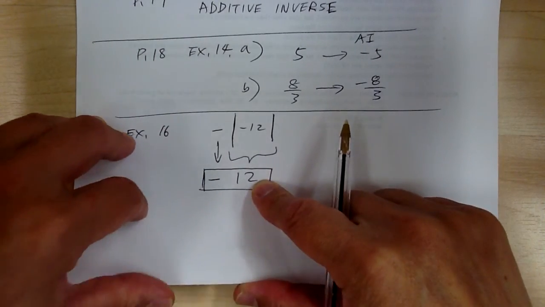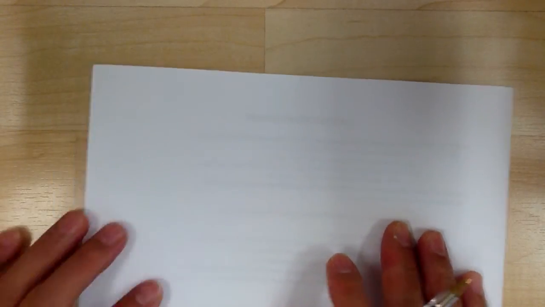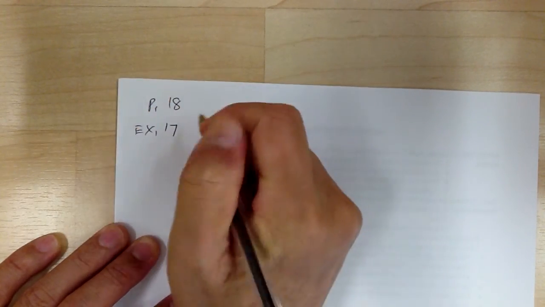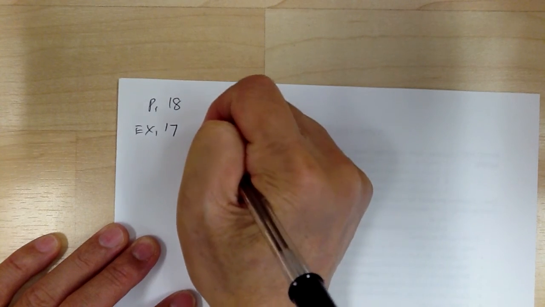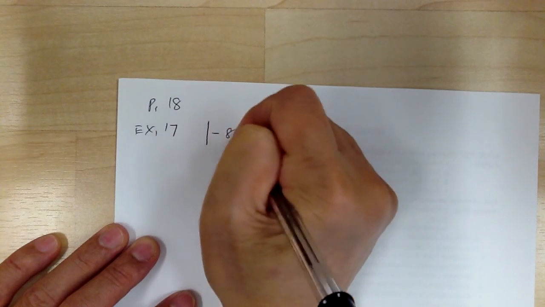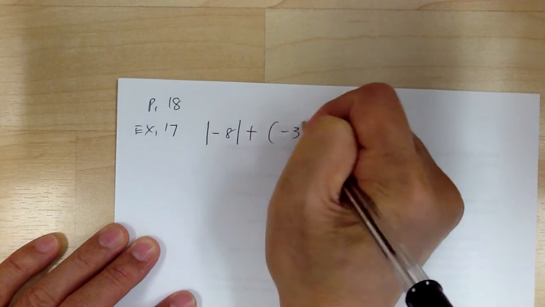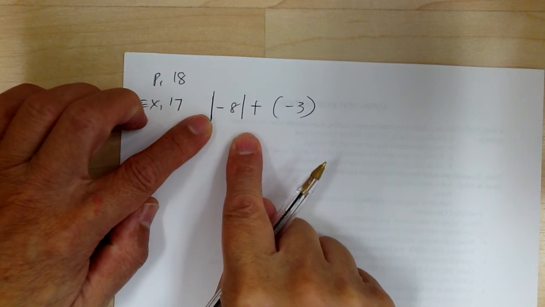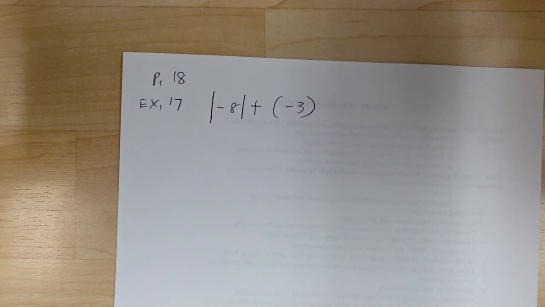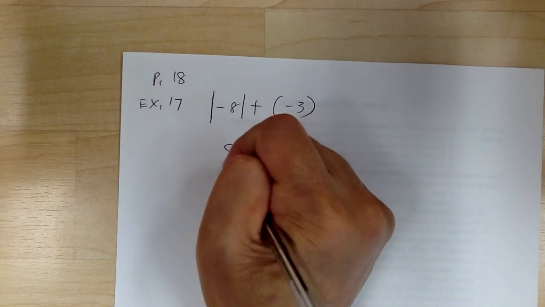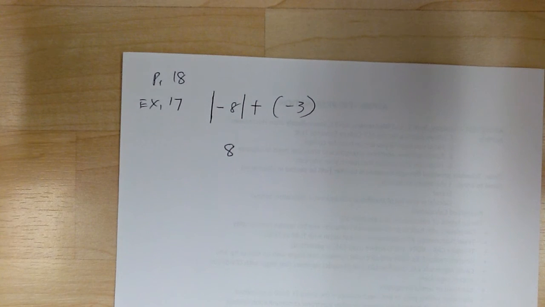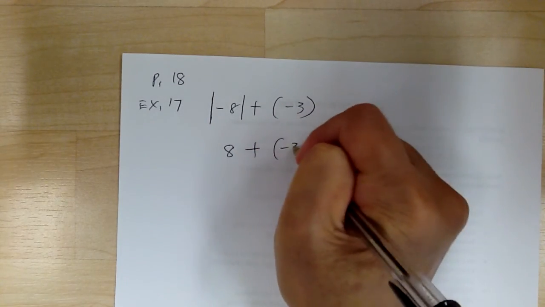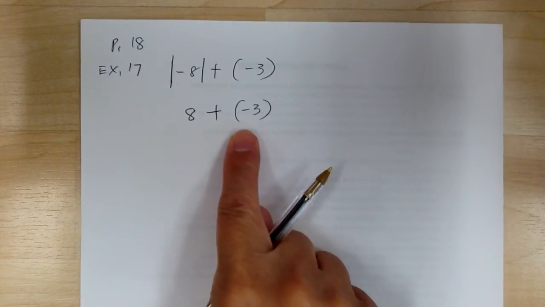Okay, let's go to number 7, example 17. So you want to add absolute value of negative 8 plus negative 3. So first you need to go and simplify this. So absolute value of negative 8 means the distance between negative 8 and 0. So the answer would be 8. Right? Again, absolute value means the distance. Okay, that means it's always positive. And so you do one step at a time. And so you end up with that.